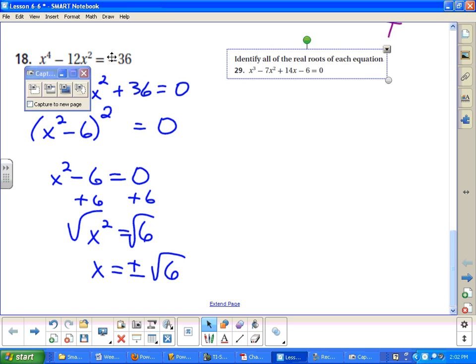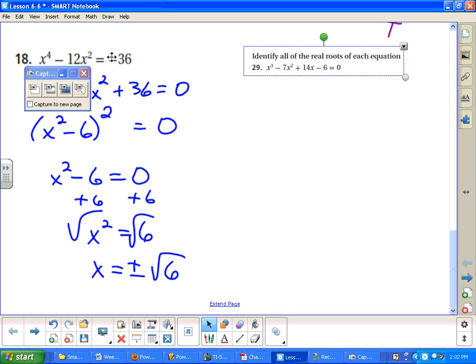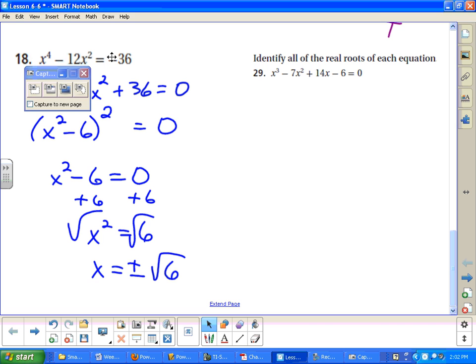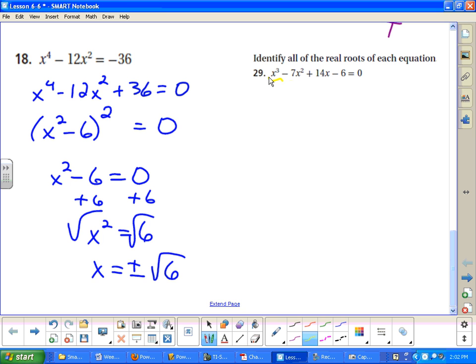Okay, so here's another one. We want to identify all the real zeros, real roots of each equation. And the first thing we want to do is, can I factor it? I look at this and I would try to factor by grouping. So if I put those two together, I'm going to end up with x minus 7, right? x squared times x minus 7. Will I get x and x minus 7 here? No, okay? So factoring doesn't work for me. So that means I'm going to have to graph it.